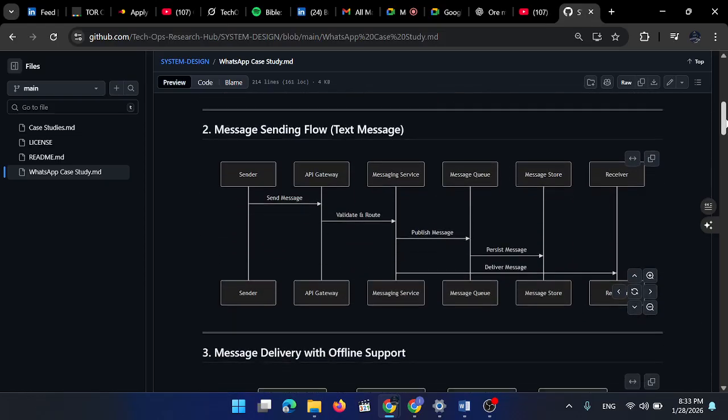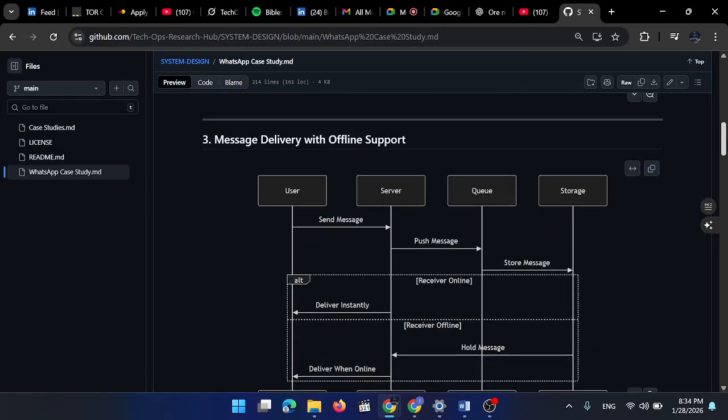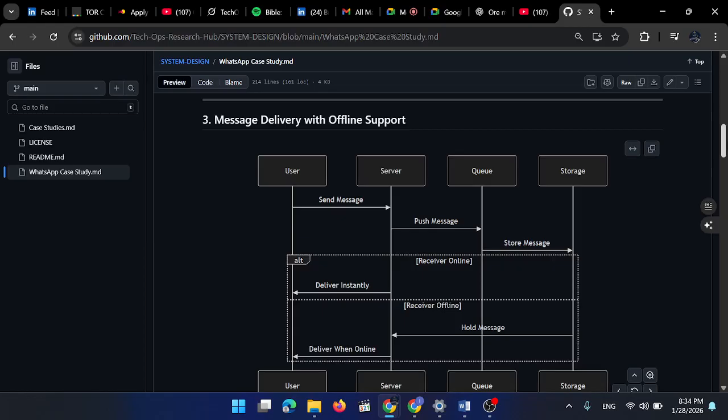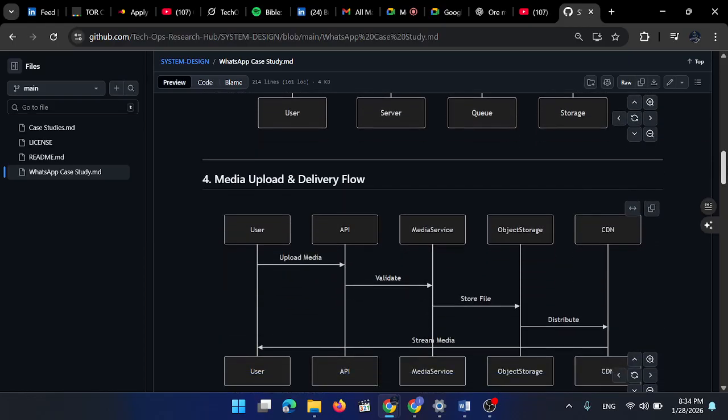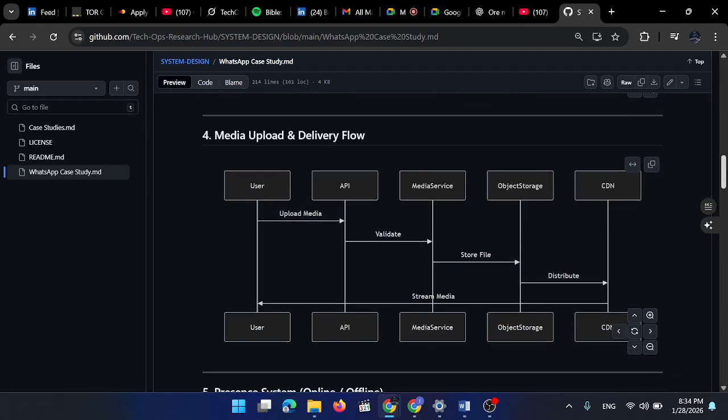And then we also looked at the message sending flow, how messages are sent from the sender to the receiver. We realized that there's an API gateway, and also how the messaging service operates, how it's validated and routed to the messaging service, how it's published, and other areas in terms of queues and message storage. Then there was message delivery with offline support, which we also looked at, and also the media upload and delivery flow. We looked at this flow clearly.